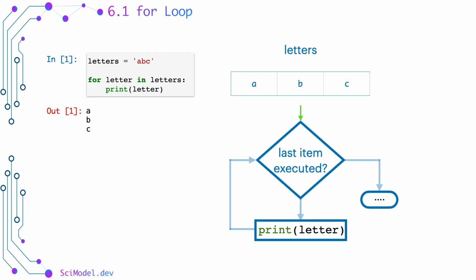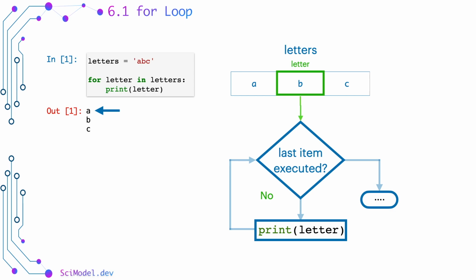First, the variable letter in the for loop takes the first element in the letters variable. Therefore, the value of the letter variable is the character A. Then, since the character A is not the last element in the letters sequence, the expression is executed and the character A is printed. Then, the variable letter updates its value to the second element of the letters variable, so the value of the letter variable is equal to the character B.